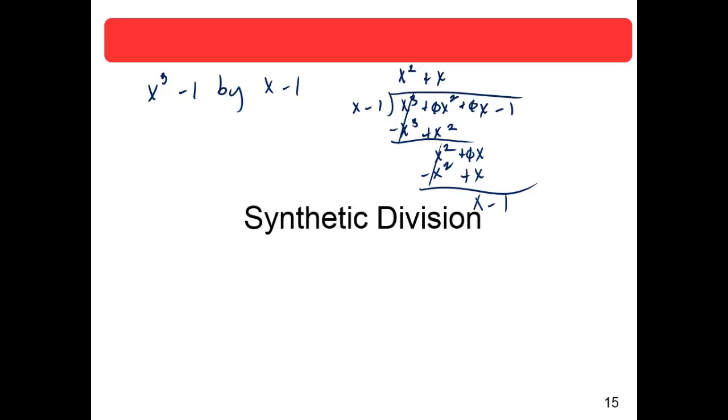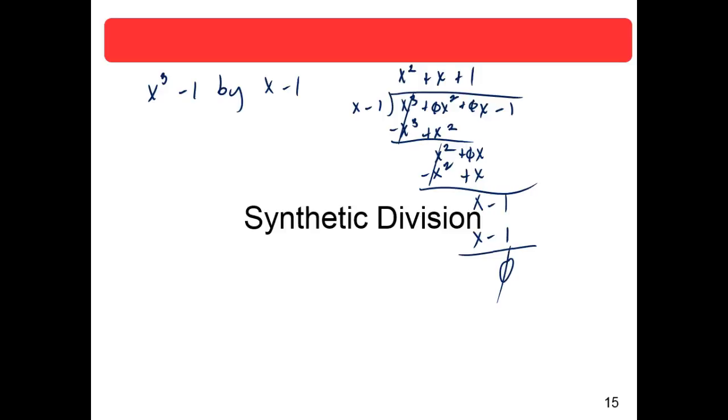Degree of this is equal to the degree of that. Can't happen. It has to be less than the degree of that. So we keep trucking. And what do we do? X will go into x how many times? Plus 1 times. And then multiply. 1 times x is x. 1 times minus 1 is minus 1. 0 remainder. What does that tell you? X minus 1 is a factor of x cubed minus 1.